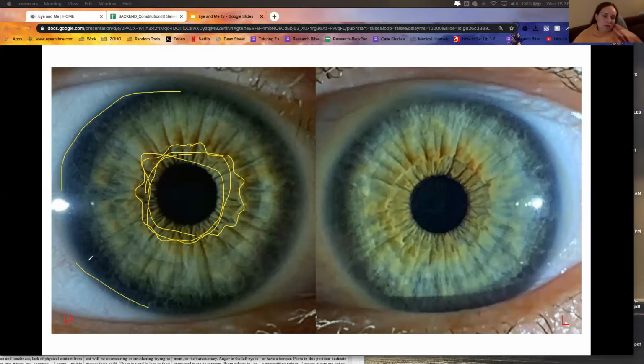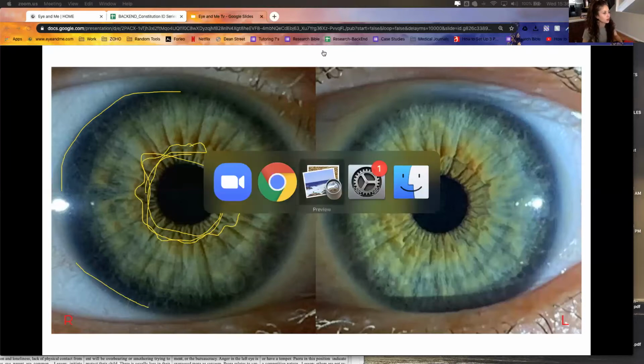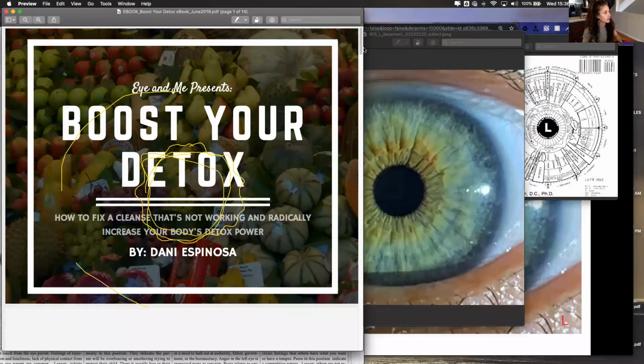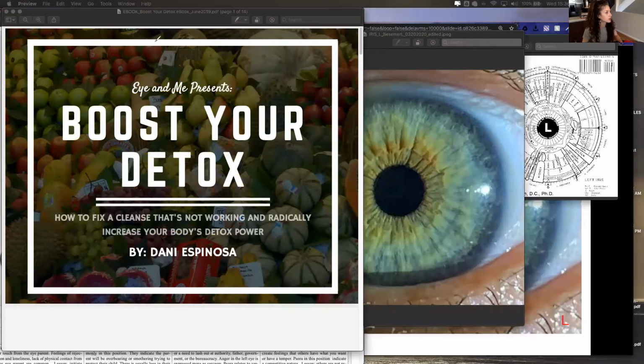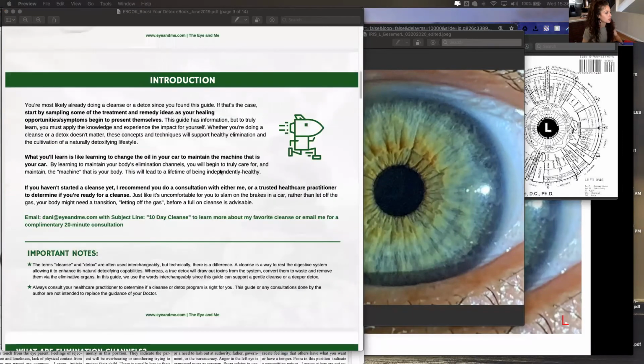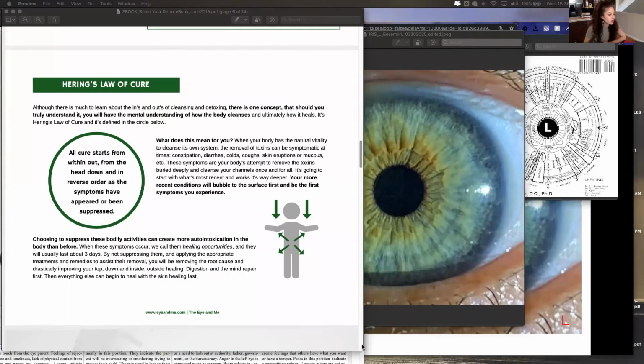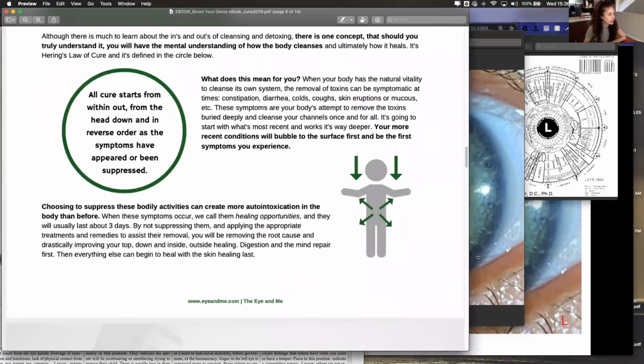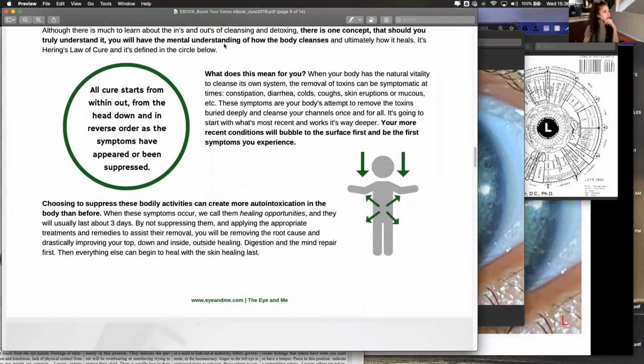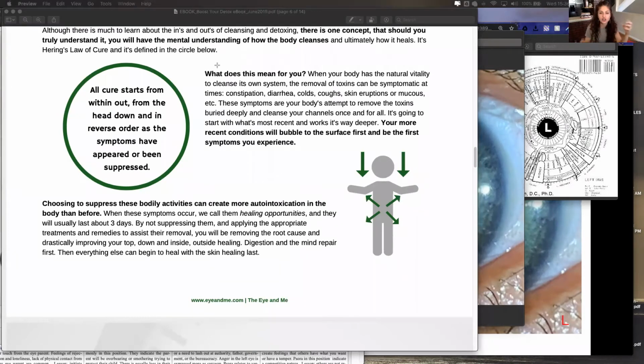So first thing to talk about is Herring's Law of Cure. Have you heard of that one yet? No. Okay, so let me clear these drawings real quick and let me show you this. Are you seeing this PDF I'm on? Yeah. Okay, great. So Herring's Law of Cure is an important law in natural medicine and in detoxing and in just understanding how the body heals itself.